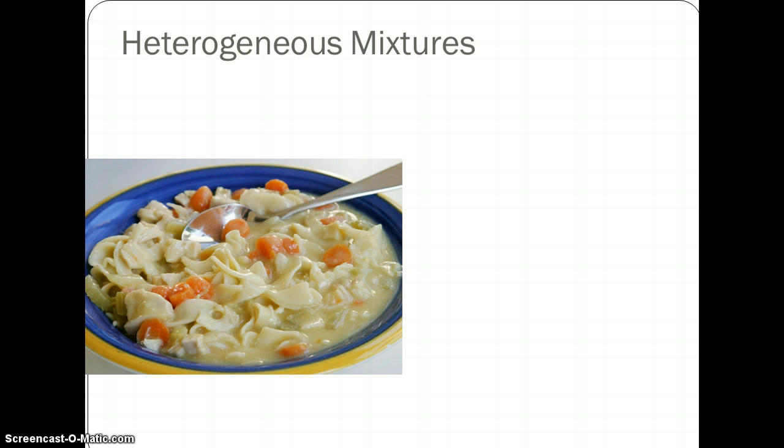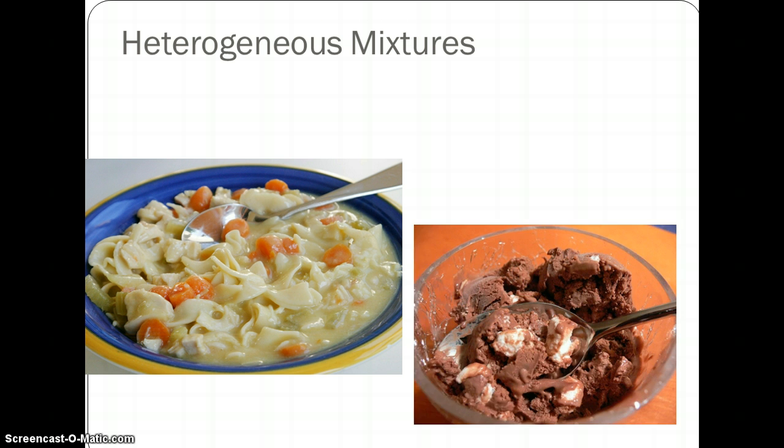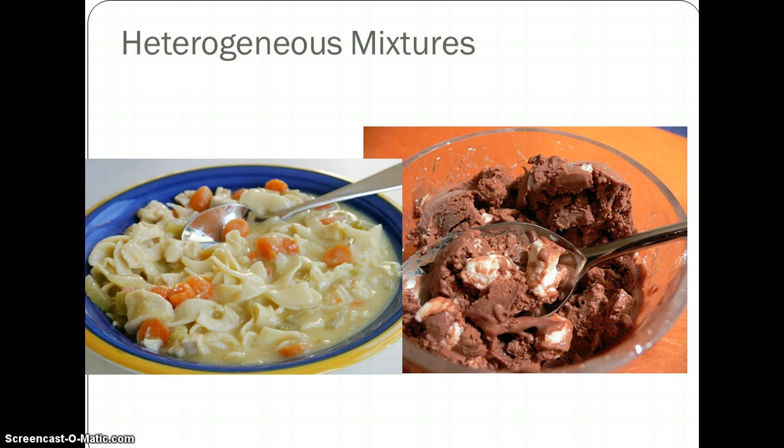So again, this is the chicken noodle soup. You can see this is a mixture. It's all mixed together. I could separate them if I wanted to. I could put the celery over there and the carrots over there and the noodles over there, but it's still a mixture together. You can see the different pieces. And then also there's Rocky Road ice cream. We see the different pieces in the ice cream that we could separate out.